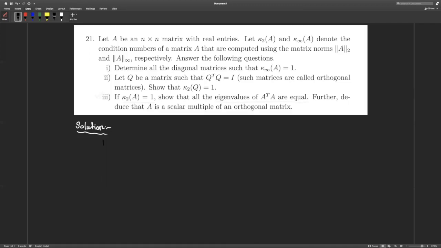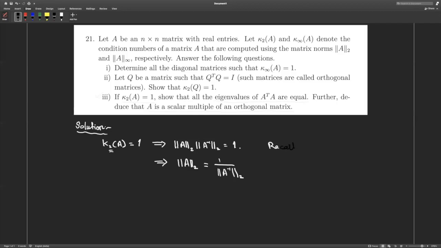It is given that kappa 2 of A, that is the condition number of A with respect to the 2 norm, the L2 norm, that is the Euclidean norm, is 1. That implies that norm A, the matrix norm subordinate to the L2 norm, into norm A inverse is equal to 1, right? And that implies norm A in the 2 norm is nothing but 1 by norm A inverse.